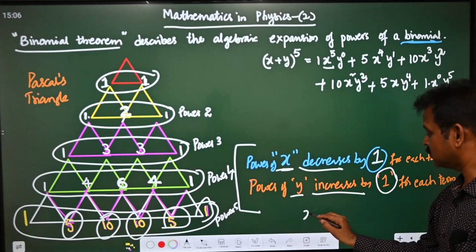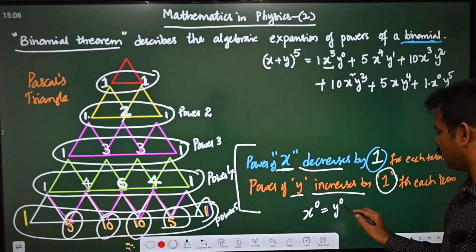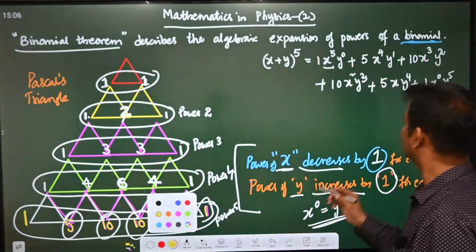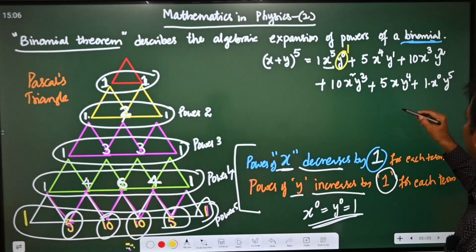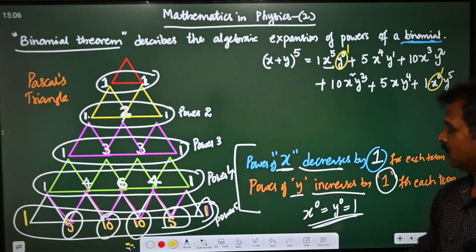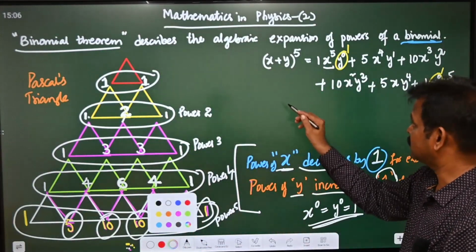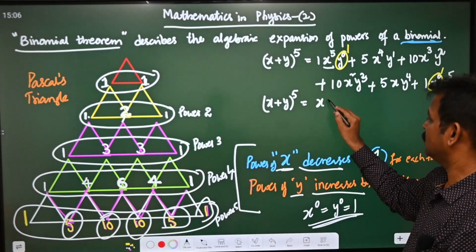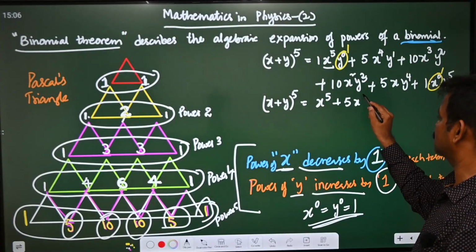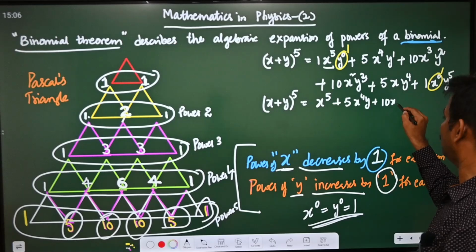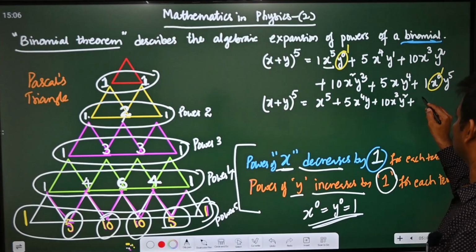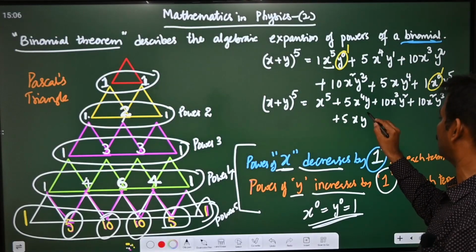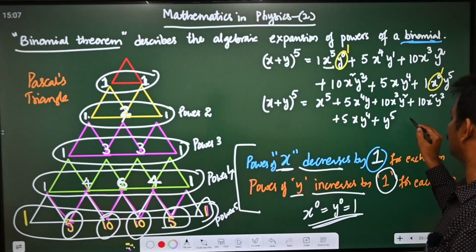We know that x power 0 is equal to y power 0 is equal to 1. So now in this expansion we can write 1 in place of y power 0, x power 0 also we can write as 1. Now this x plus y whole power 5 can be written as x power 5 plus 5x power 4 y plus 10x cube y square plus 10x square y cube plus 5x y power 4 plus y power 5.